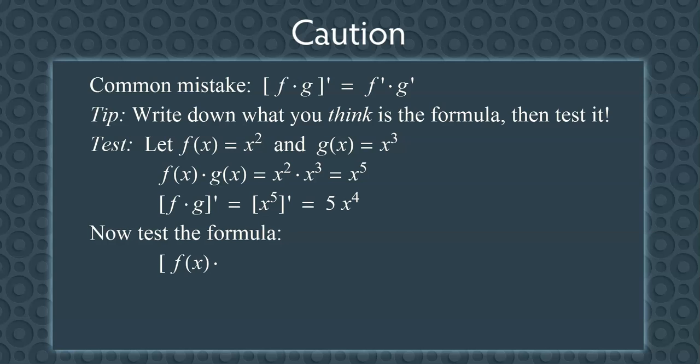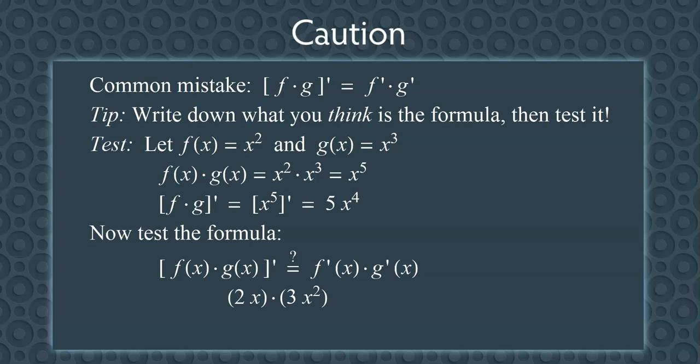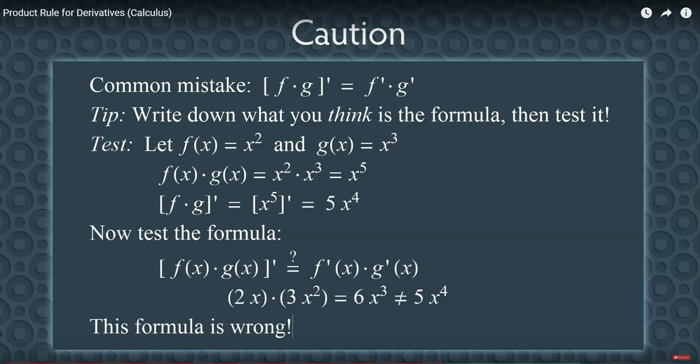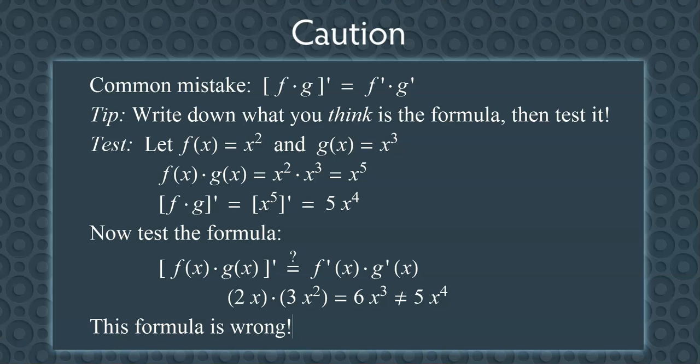Suppose you think the derivative of f times g equals f prime times g prime. Let's plug everything in and see if this works. The derivative of x squared is 2x. The derivative of g is 3x squared. If you multiply these together, you get 6x cubed, but this is different than 5x to the fourth. So we know this formula is wrong. The derivative of f times g is not equal to f prime times g prime.